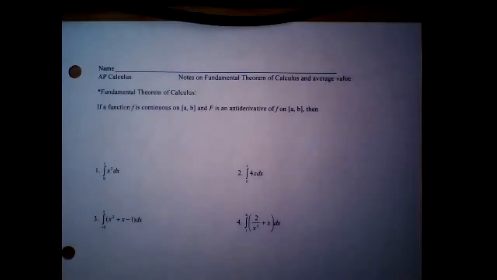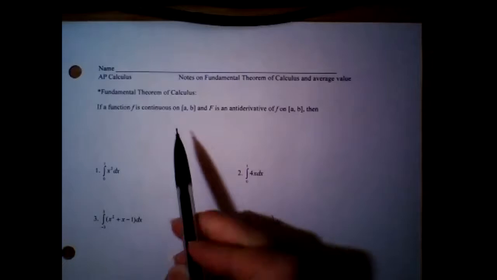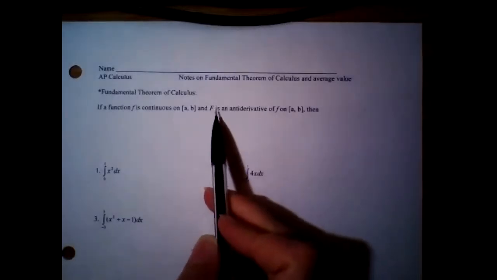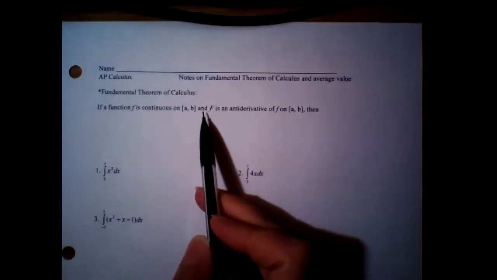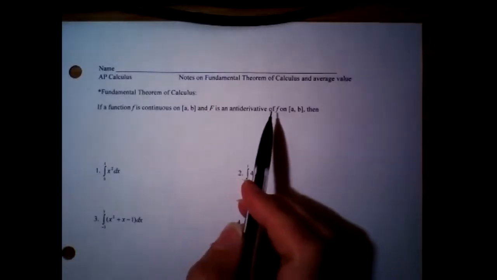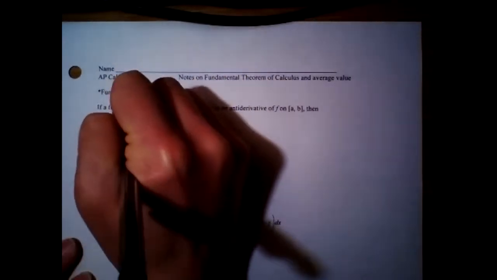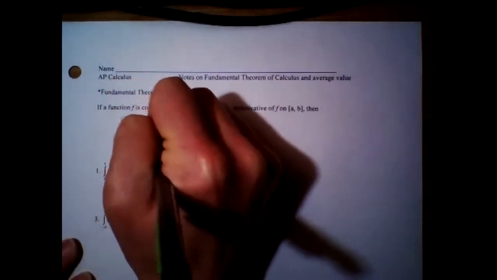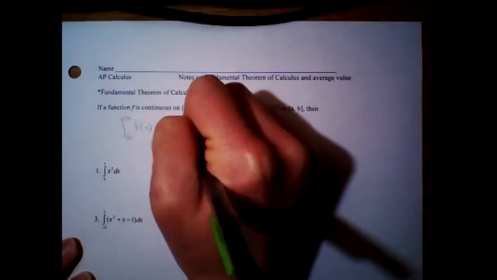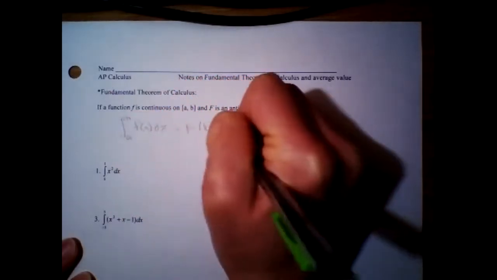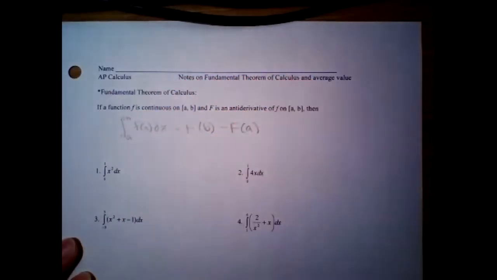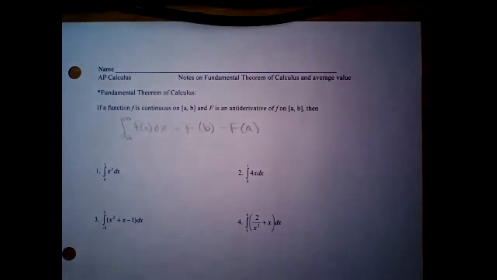All right, so the fundamental theorem of calculus says if a function f is continuous from a to b, and capital F is the antiderivative of f on a to b, then your integral from a to b of f of x dx is capital F of b minus capital F of a. So what that means is you do the antiderivative, and that's what the integral means.